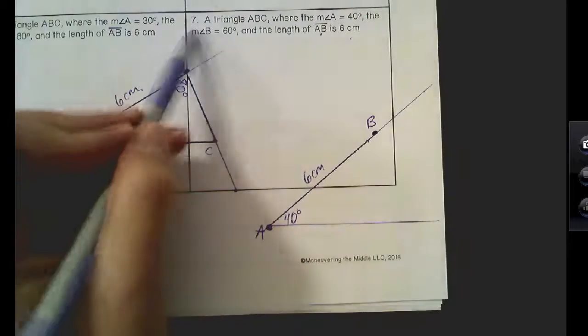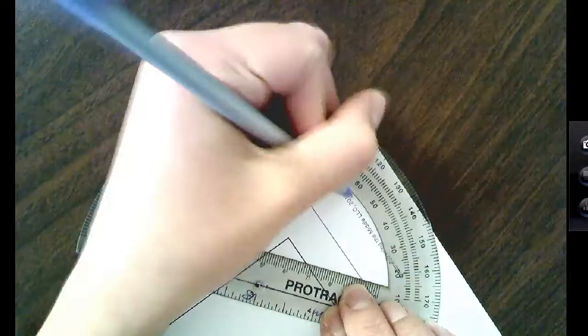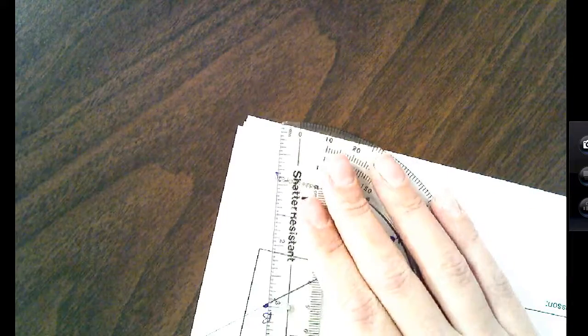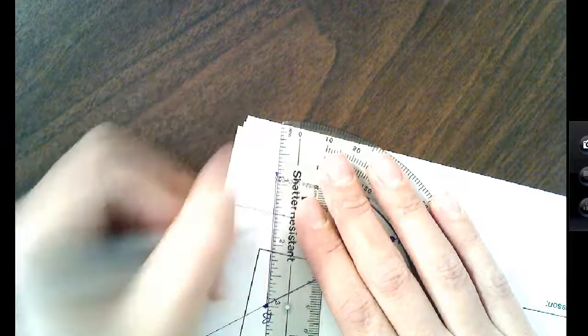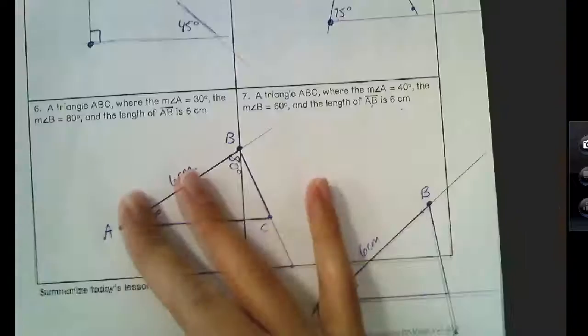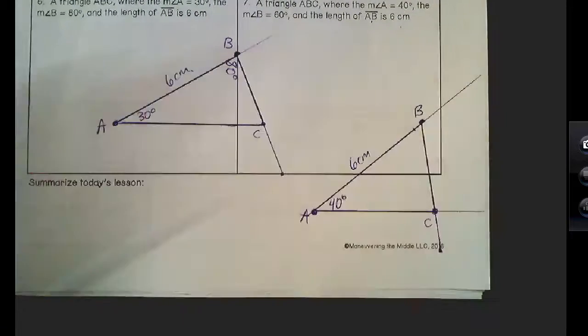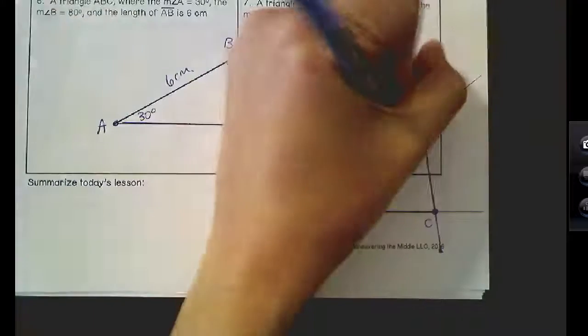And last but not least, angle B has to be 60 degrees. So I'm going to go up to angle B with my protractor. Create a 60-degree angle. And I'm going to make sure to make it nice and dark right where those would intersect for your triangle. And I just created for myself triangle ABC. Angle B is 60 degrees.